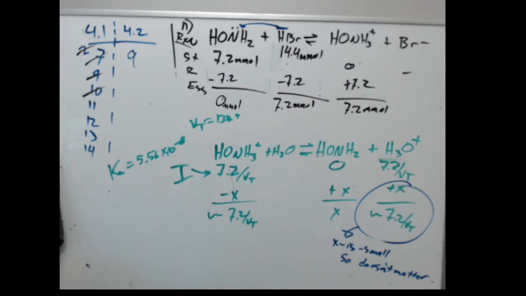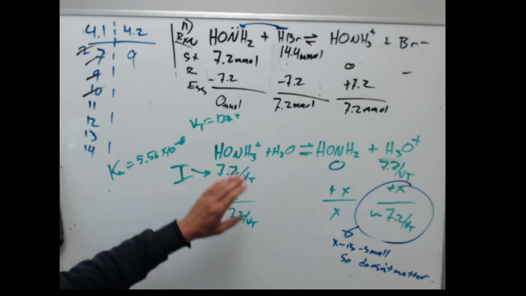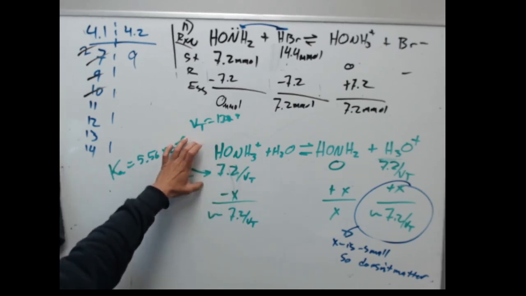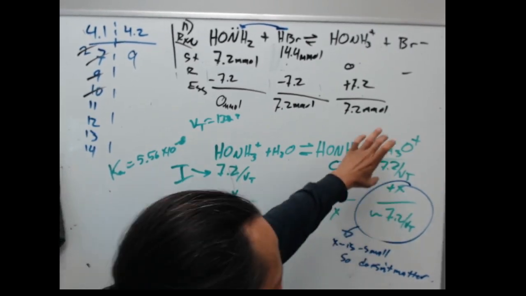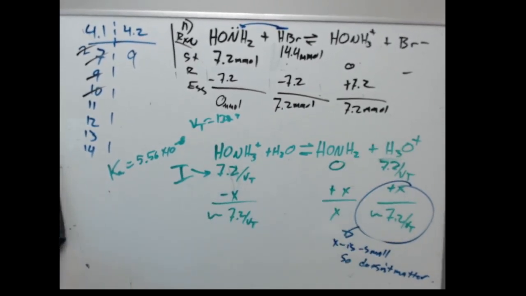That gets us a couple things. Right? There's two things that have that millimoles. There's going to be two concentrations. That's going to be our concentration of HONH3 plus initially. That's going to be our concentration of H3O plus initially.